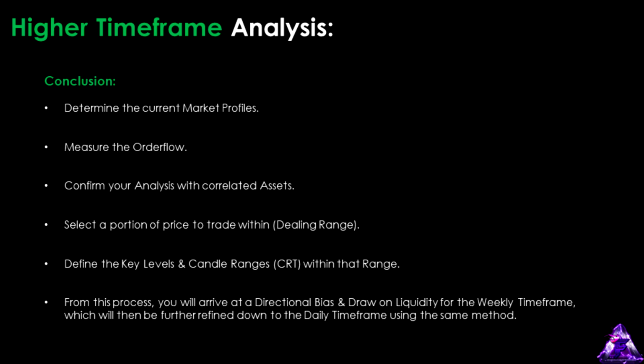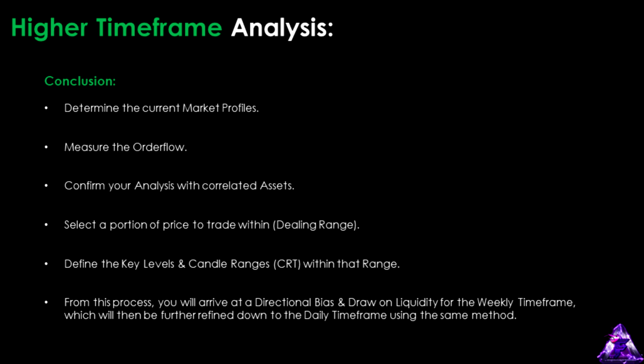First, I started by determining the current market profile. This involved identifying whether the market was in a consolidation, expansion, reversal, or retracement phase to understand the current market conditions. Next, I measured the order flow by analyzing how price interacted with key levels. Based on this structure and framework, I was able to determine the market's directional bias. To further validate my analysis, I compared related markets and correlated assets. This helped strengthen my confidence in my findings by ensuring that the directional bias was supported across multiple instruments.